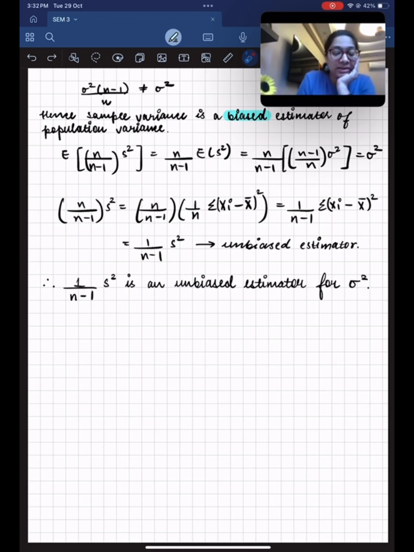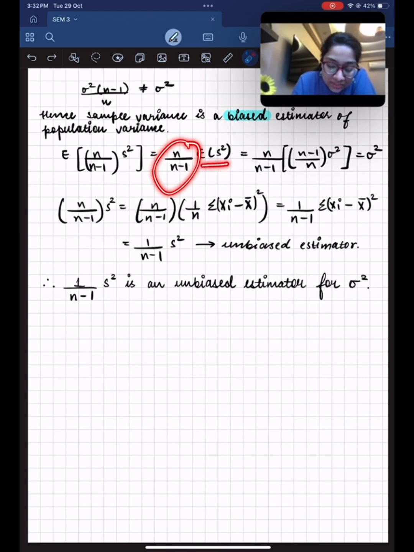We can see that the only thing restricting this from being equal to sigma square is the factor n minus 1 upon n. So we'll take the reciprocal of this term and multiply it with s square to get the unbiased estimator. As you can see here, we have reciprocated this term to n upon n minus 1. So this term will cancel out this term further, and we can get the unbiased estimate.